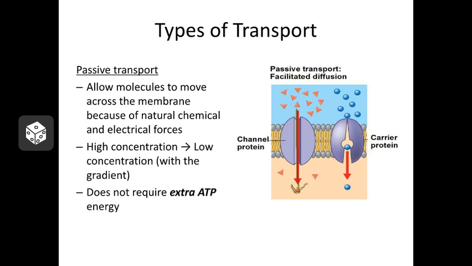Passive transport is the preferred type of transport by cells because this requires less energy. These molecules have kinetic energy, and they can use that to move where they want to go. But this type of transport requires no extra ATP energy on behalf of the cell. So because the molecules are moving the way they want to anyway, the cell doesn't have to expend any extra energy. So they prefer this method.